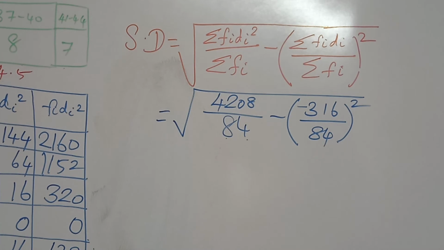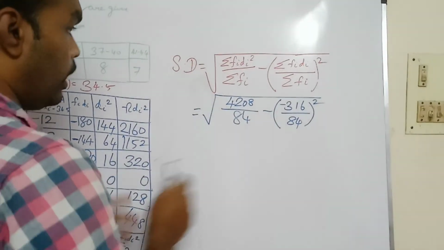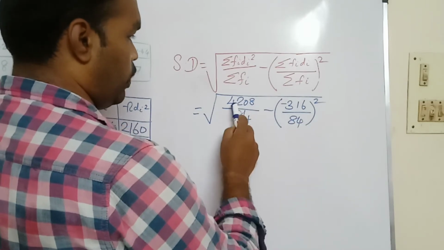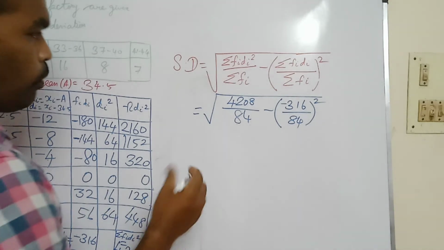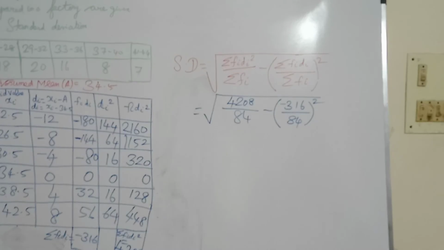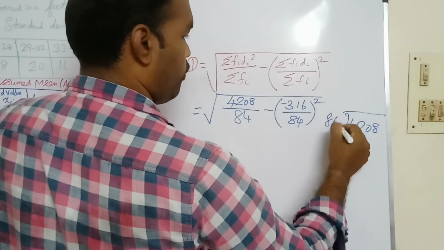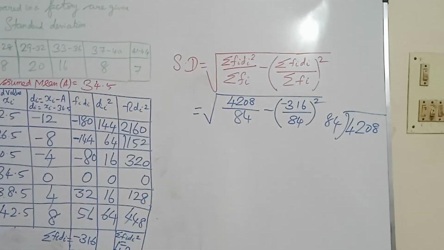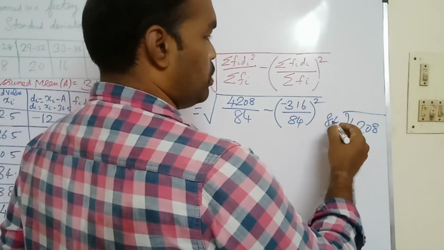Now we need to find the value of this. How are we going to find out the value? For example, 316, first we can do this division. 4208 divided by 84 is how much? I am unable to do this by rough count, so here itself I will do the calculation. 4208 divided by 84. How much? 584s we can count. 584s means it's not possible.